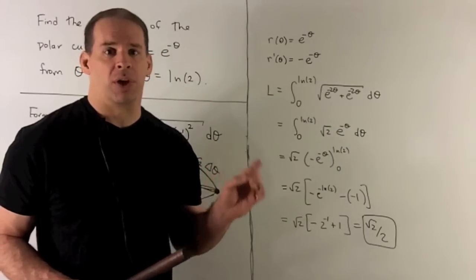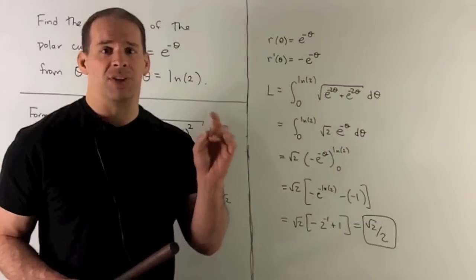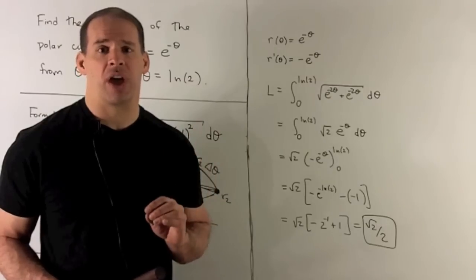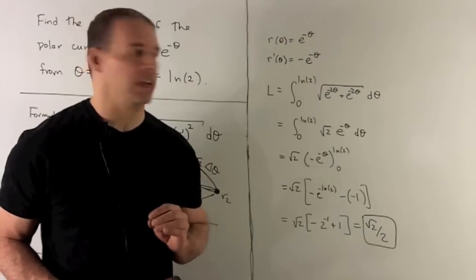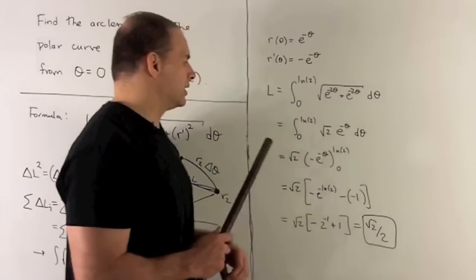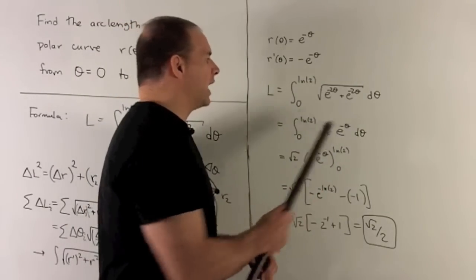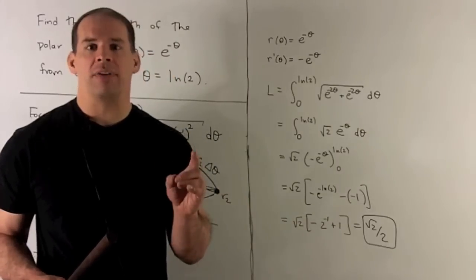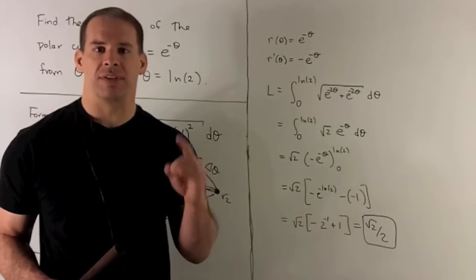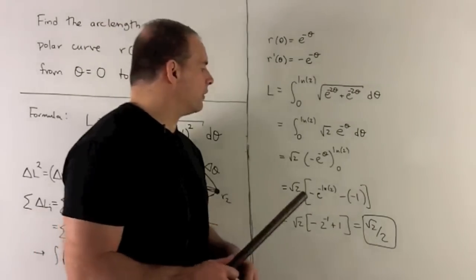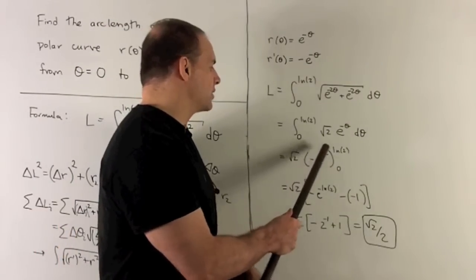Square rooting that gives me the square root of 2, and then the square root of e to the minus 2 theta. Square root is an exponent of one half, so the half and the 2 cancel, leaving me with e to the minus theta. Now I take the antiderivative of this. The antiderivative of e to the minus theta is itself, and then I flip over by the constant in front of theta, which is a minus 1. So the antiderivative is minus e to the minus theta.